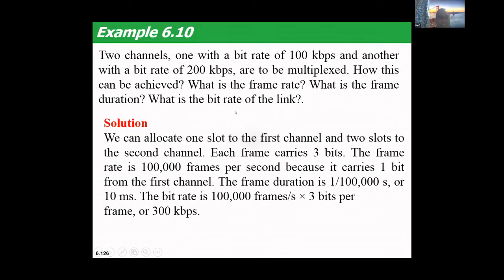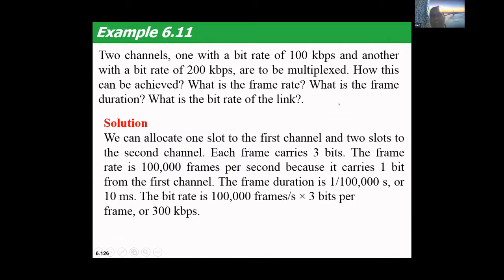So it is altogether the same thing, two channels, one with a bit rate of 100 kbps and another with a bit rate of 200 kbps. Now these are two different bit rates. How can this be achieved? What is the frame rate? What is the frame duration? Also draw the diagram. Now you have to draw the diagram and show it to me.